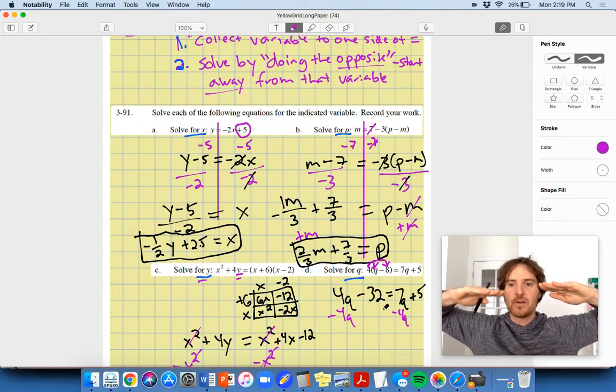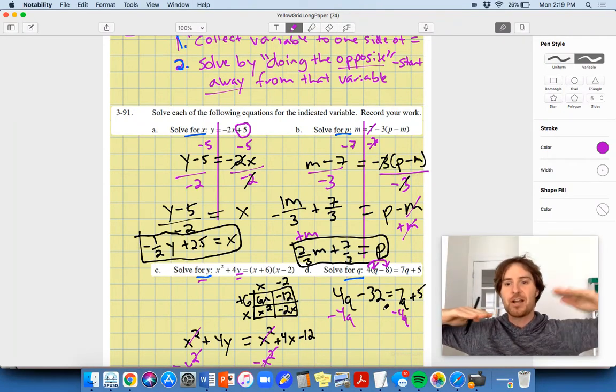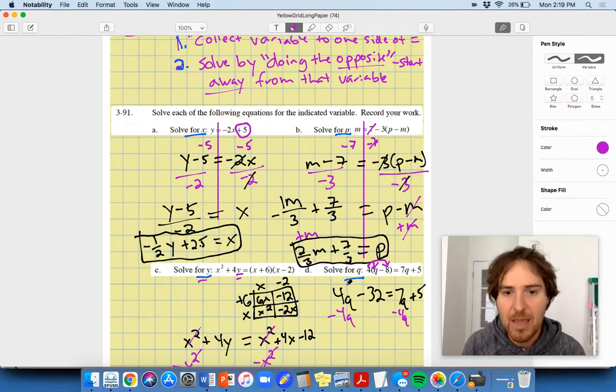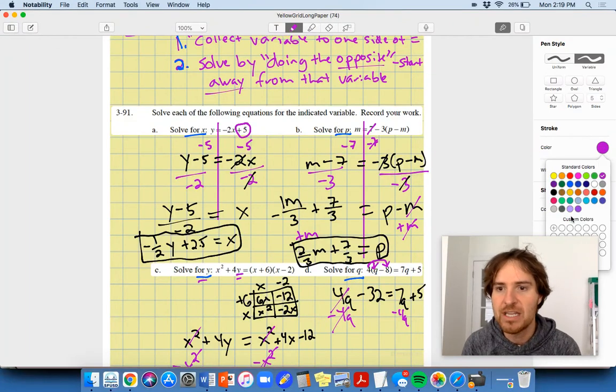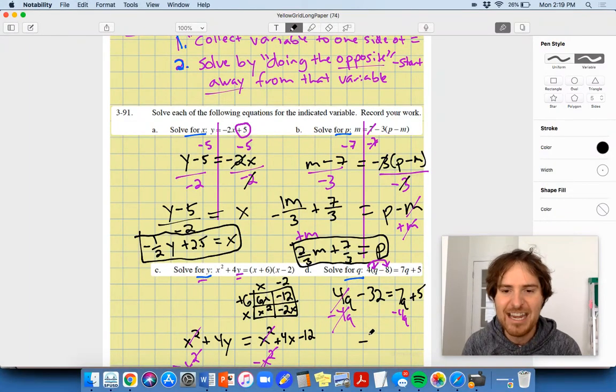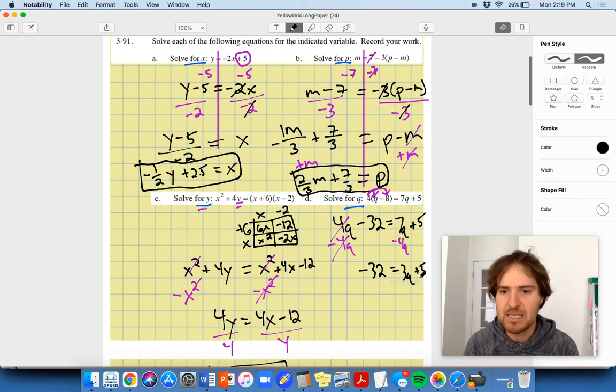I got 4 q's over here. I got 7 q's over here. I'm going to take away 4 q's there, leaving 3 q's over here. Okay, but this made a 0, so I need to show it here. Now I got negative 32, and that equals 3q plus 5. Keep solving this one here.